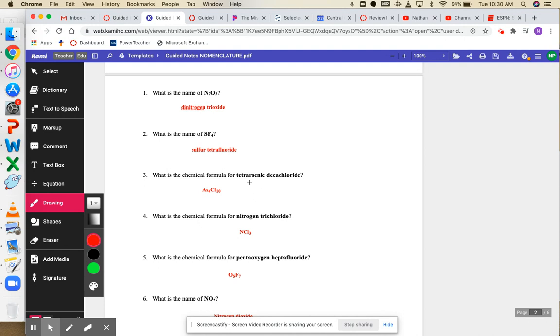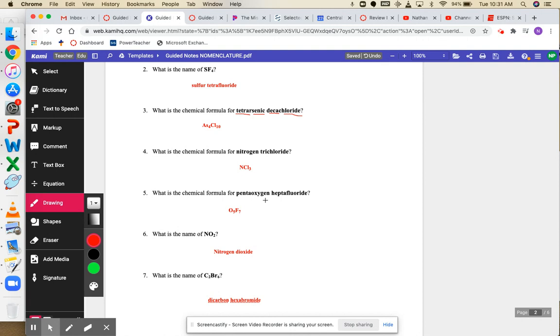Now, there is a key at this point in your nomenclature life. You can understand this. Don't switch. Tetra is 4. It goes with the arsenic. You don't switch. It is As4. Deca goes with the chlorine. It is Cl10. No switch. Nitrogen trichloride, NCl3.